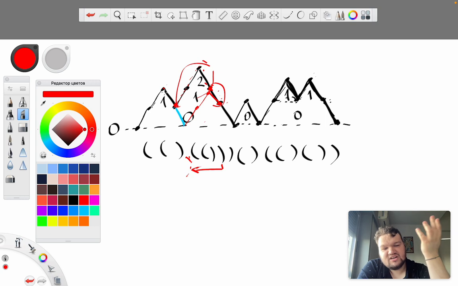And I want to minimize the sum of balances of, for example, closing brackets.